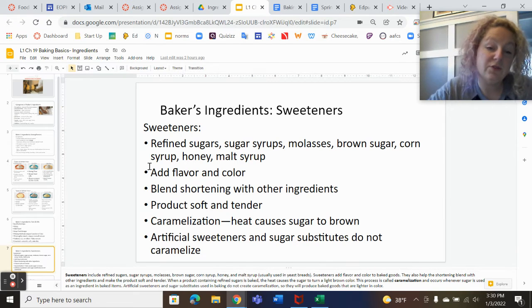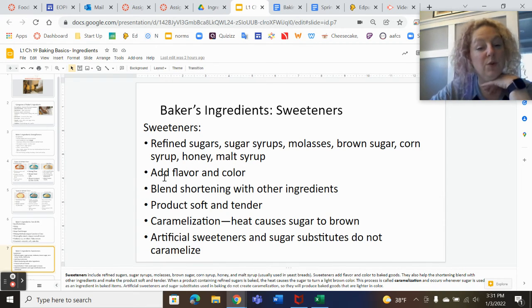They add flavor. They also add color. When sugars cook and they caramelize, they turn brown. And so that process is really going to add a lot of flavor and color to your baked goods. You can cream them together. You can add them with the fat and cream them beforehand, or you can add them in with the dry ingredients. They're going to make your product soft and tender. So artificial sweeteners and sugar substitutes do not caramelize, and so your product is not going to be very brown when you utilize those.